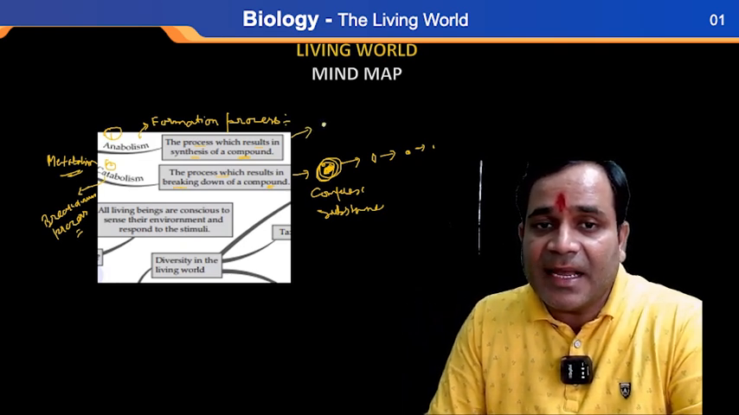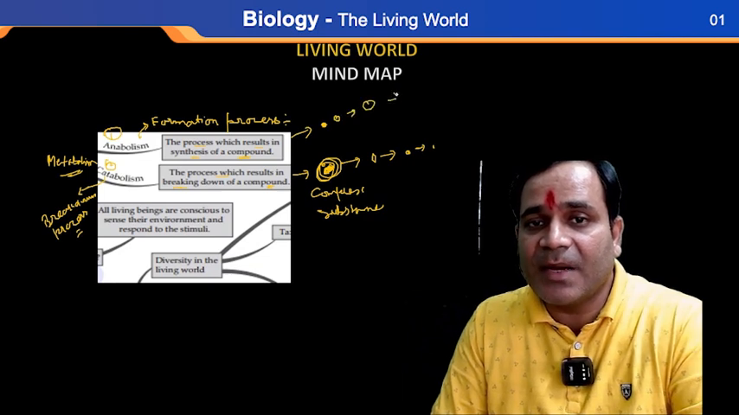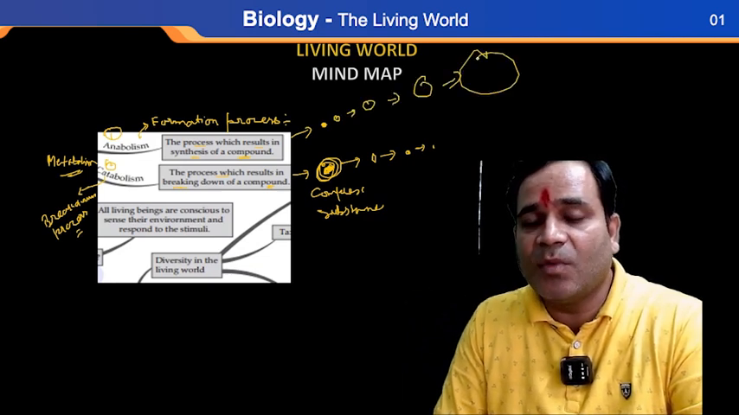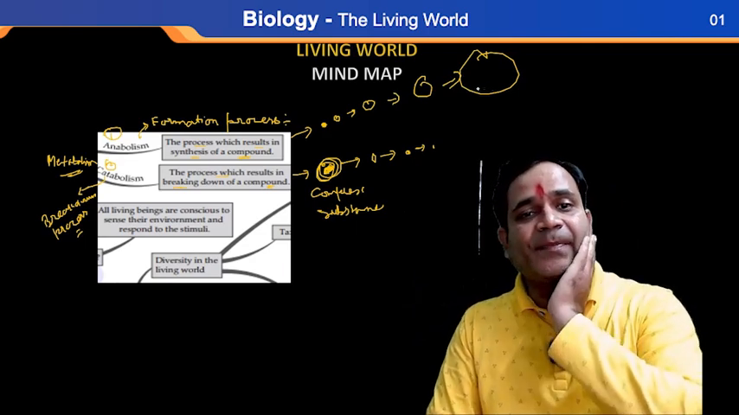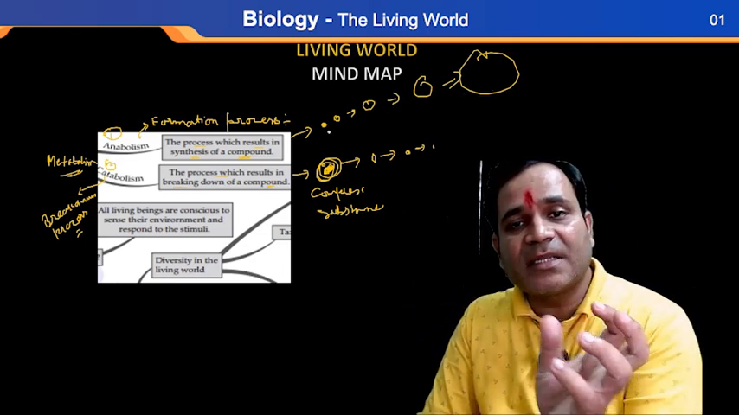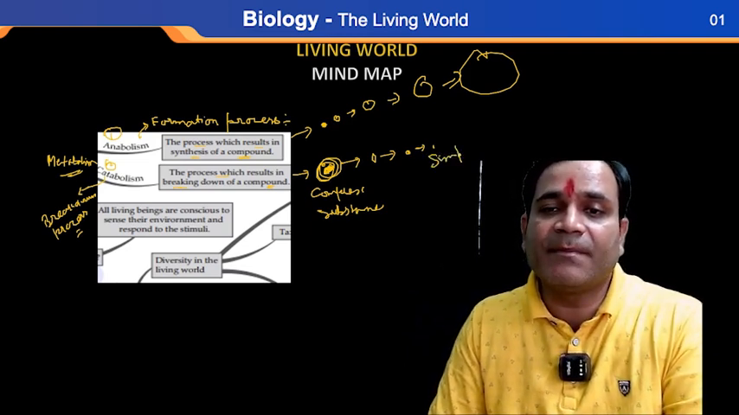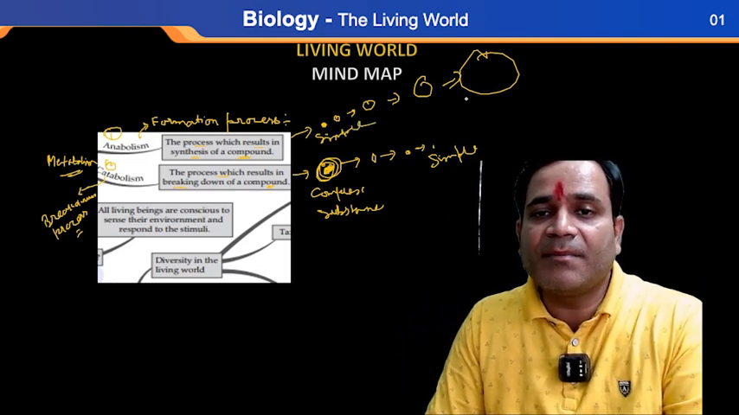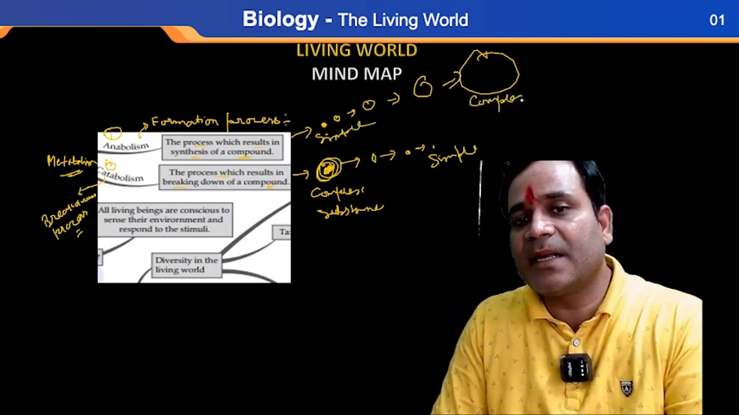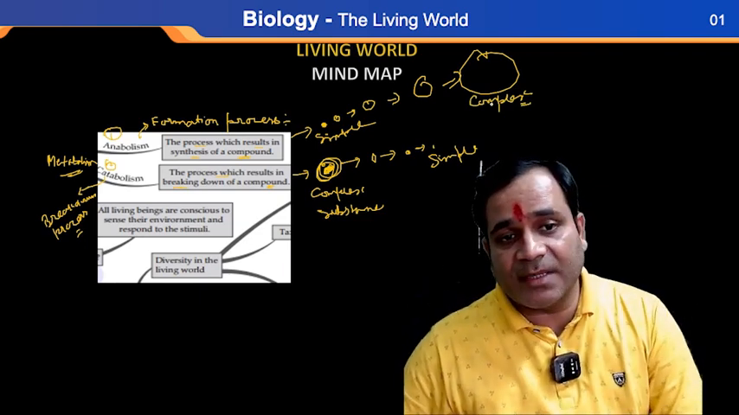The smallest units combine together to form what? Complex, and more complex, my dear. So this one is what? Anabolism. Here is the formation from simple to complex, and here the complex to simple. This one is the basic difference between catabolism and anabolism, my dear.